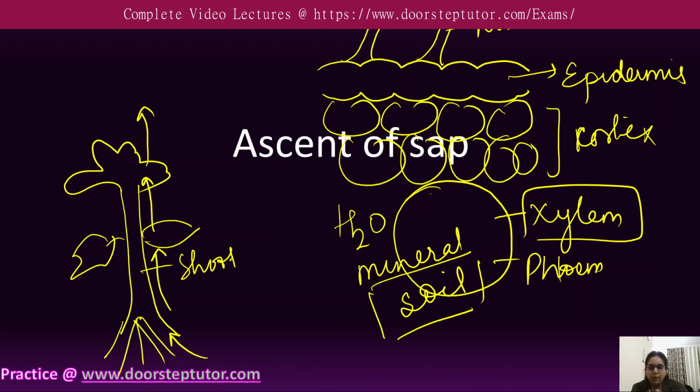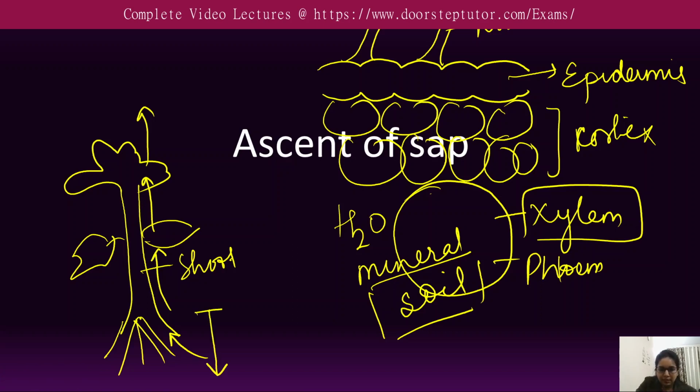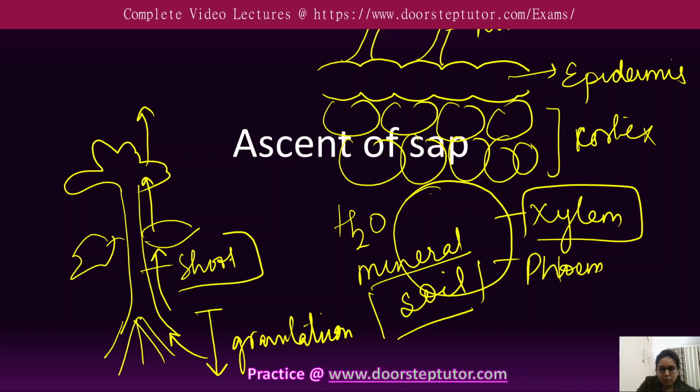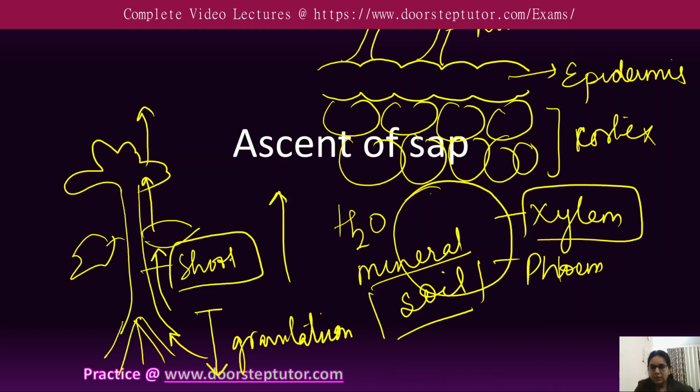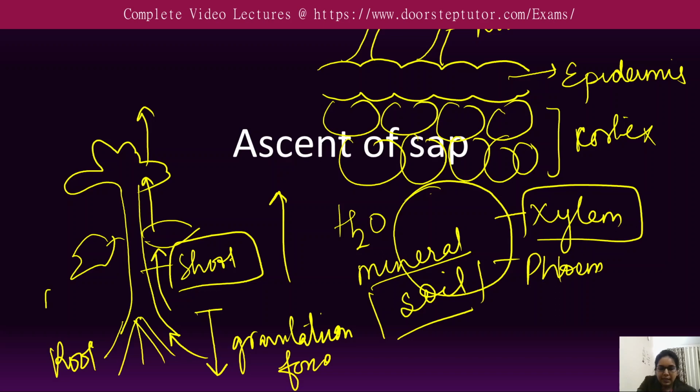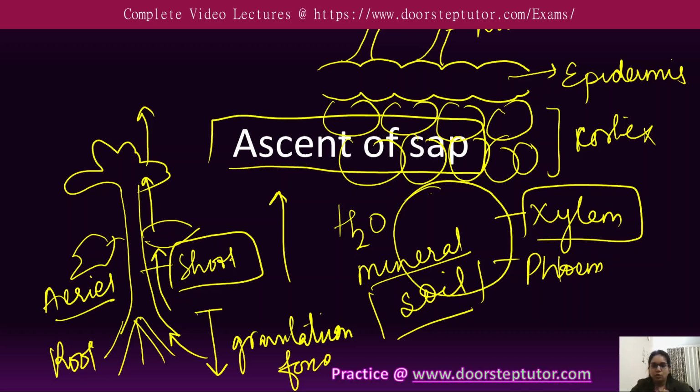So the upward movement of the minerals and the water is against the gravitational force, and the gravitational force is in the downward direction. The movement of the minerals and the water against this gravitational force from the root to the aerial part of the plant through the xylem is known as the ascent of sap.